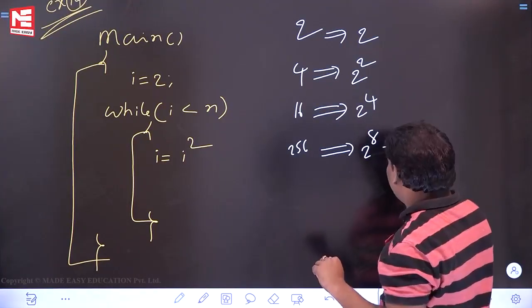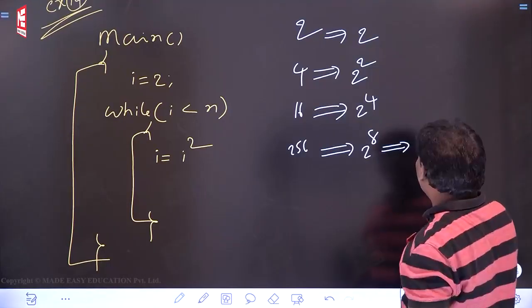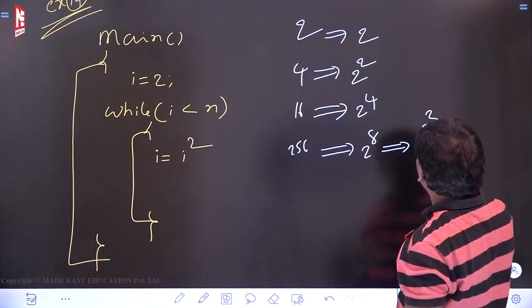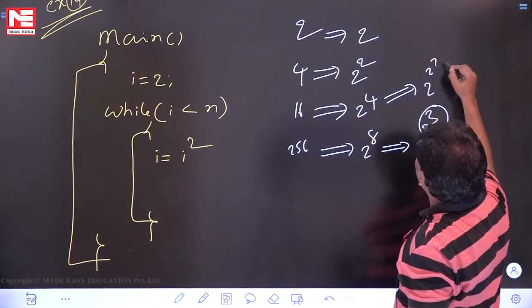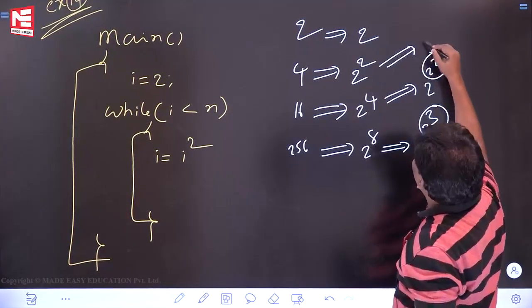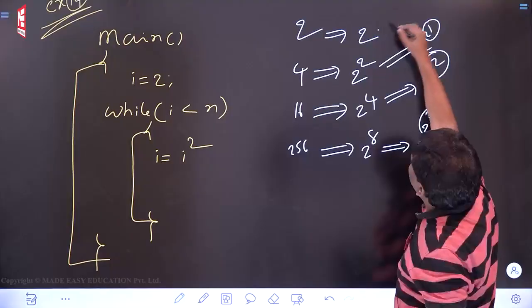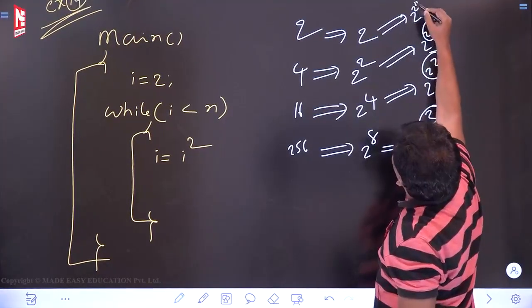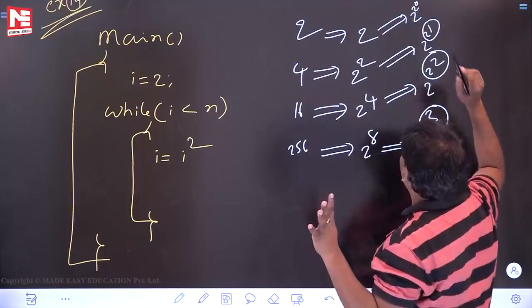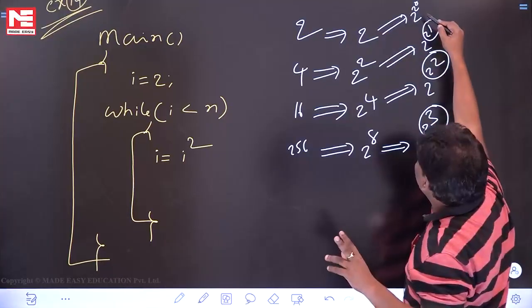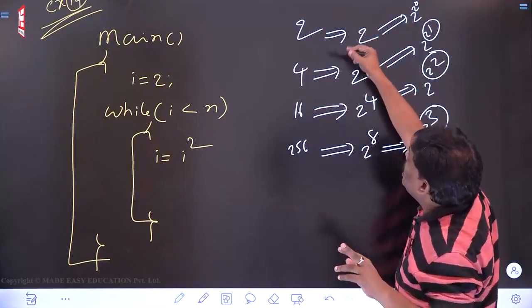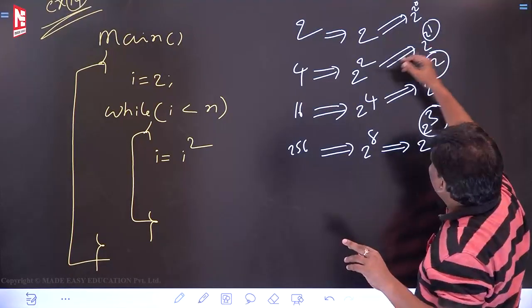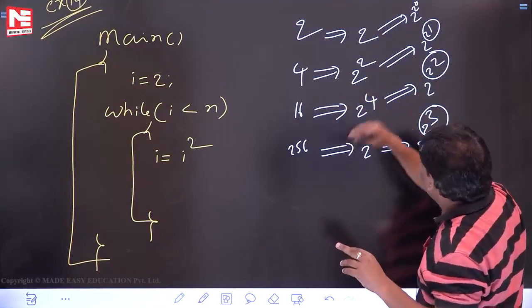If I want to say a little bit clearly, see this one. This 8 can be written as 2 cube. 4 can be written as 2 square. This can be written as 2 power 1. This can be written as 2 power 0, 2 power 0 is 1, 2 power 1 is this. The first time is 2, that is the starting one. Afterwards 1 time 2 power 1, 2 times 2 square, 3 times 2 cube.